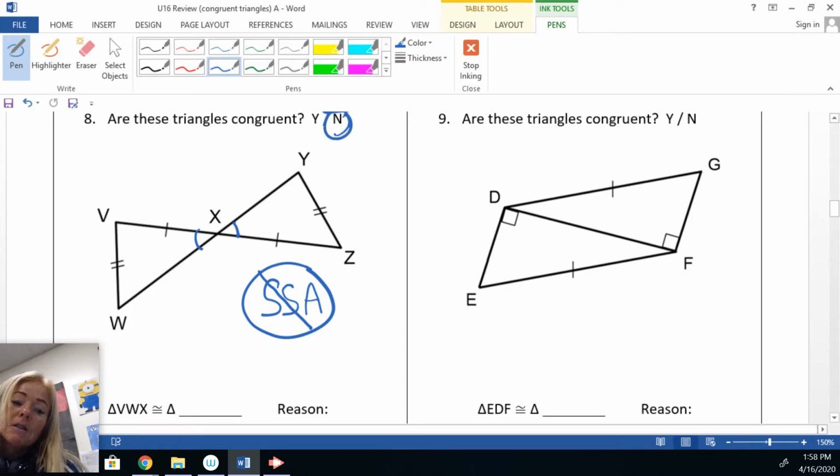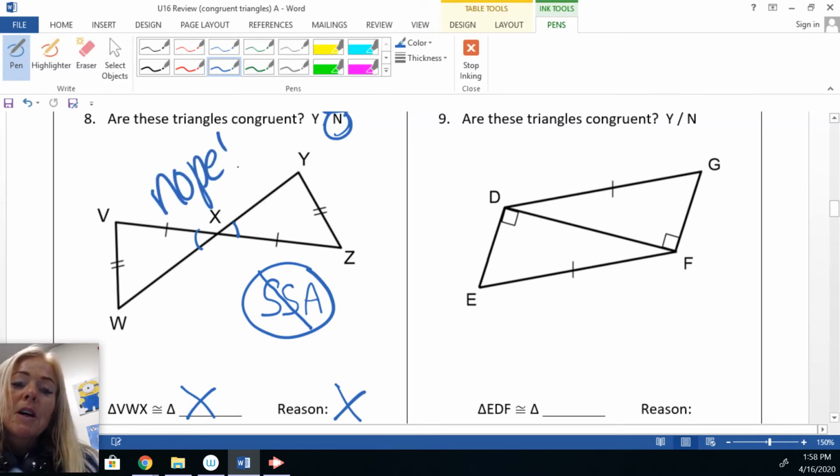And if they're not, that's fine, but we can't write a congruency statement because they're not necessarily congruent, and we have no reason to say that they are congruent. So this one's a nope. All right, number 9. Are these triangles congruent, yes or no?